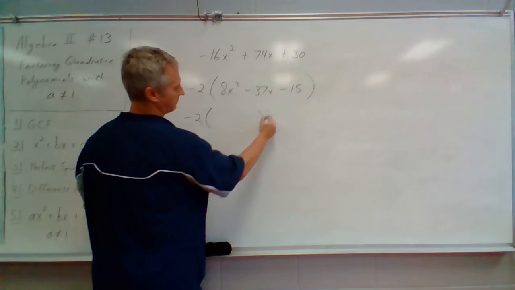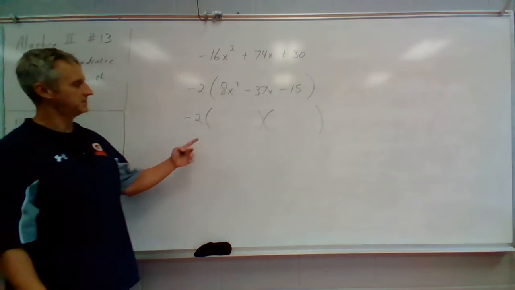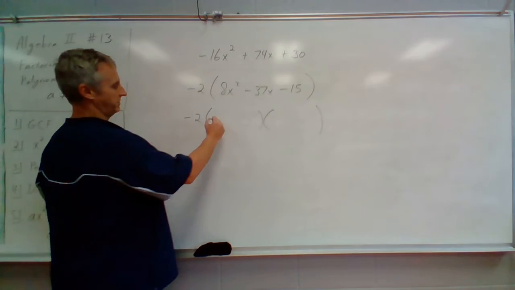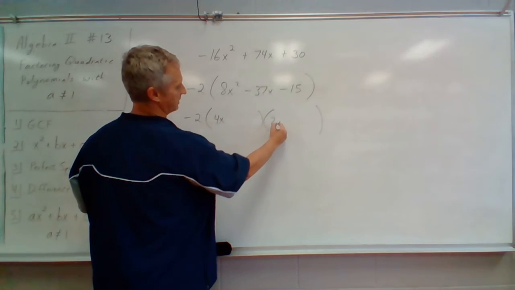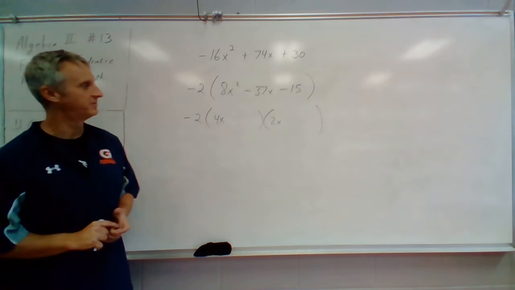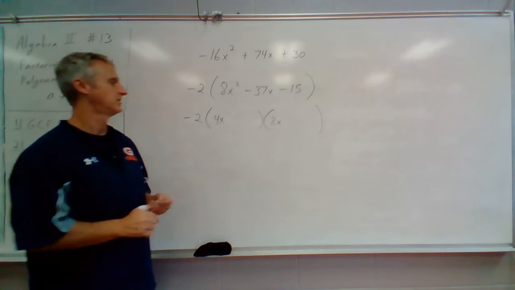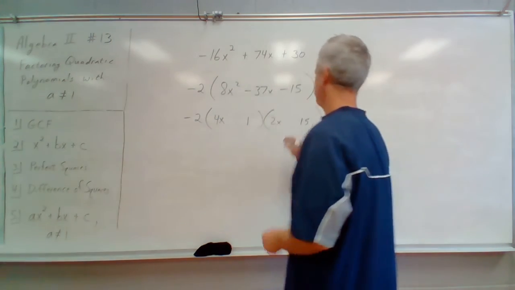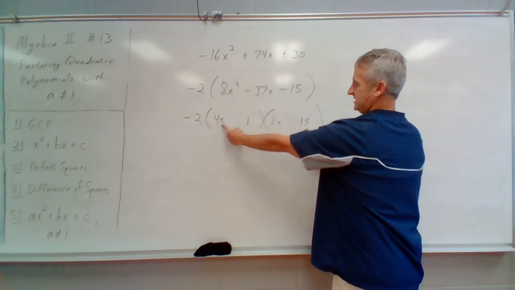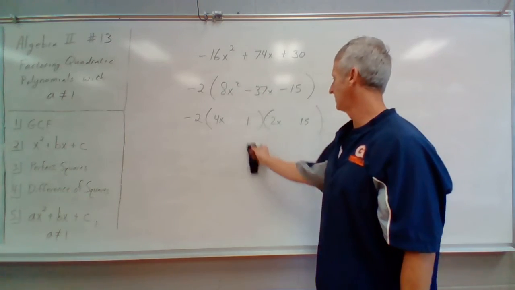Now, can we factor this trinomial into the product of two binomials? So we need a number times a number to get 8x squared. So let's go with 4x, 2x. Here and here I need a number to multiply to get negative 15. So we either have 1 and 15 or 3 and 5. Let's try 1 and 15. 8x squared, 60x, 2x. No way to get a 37 out of that, so that's not going to work.